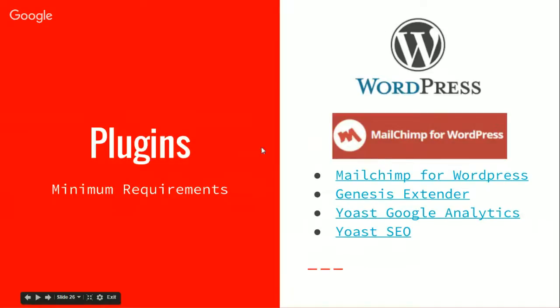So there are minimum requirements for plugins. For what we're talking about today, for getting your site off the ground, to get a landing page, to get something functional, to interact with your customers and collect some email addresses, the basic plugins that you'll need for WordPress are MailChimp for WordPress, which is free. They do have a paid option.